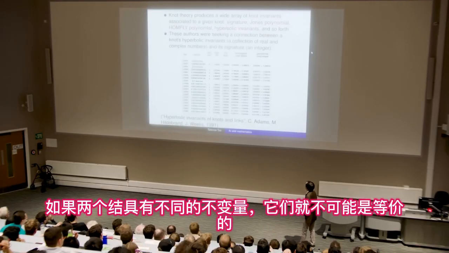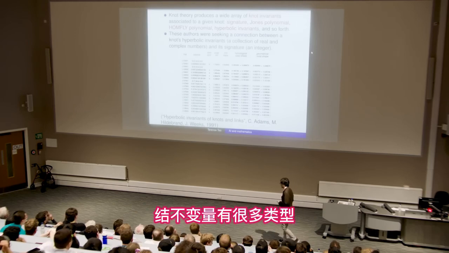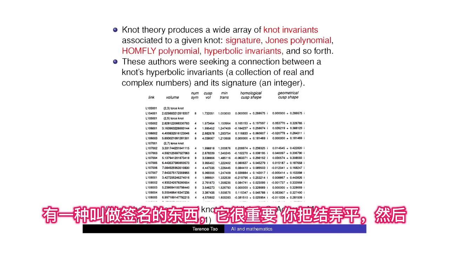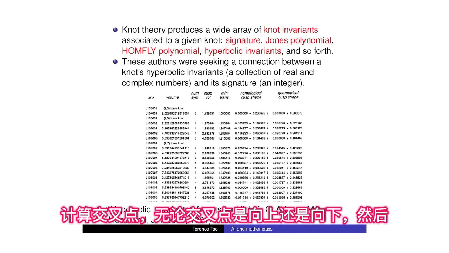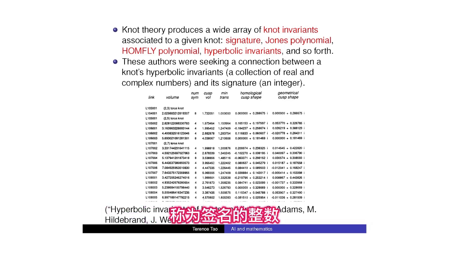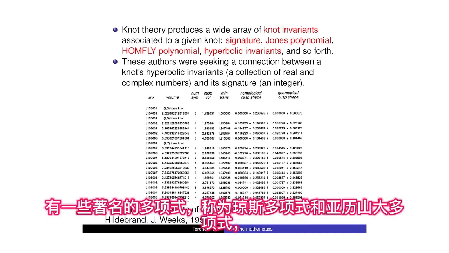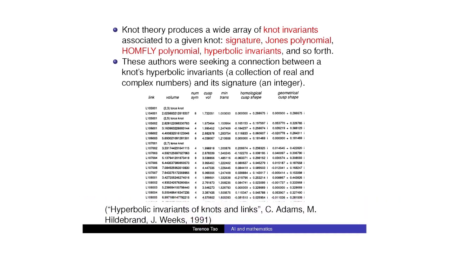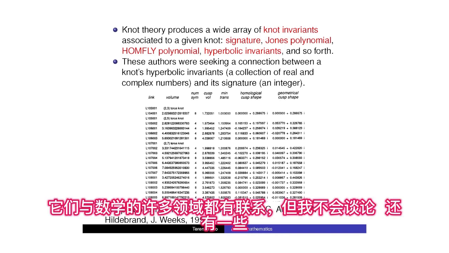So there are many types of knot invariants. There's something called a signature, where you flatten the knot and count crossings, whether the crossings go over or under, and you create a certain matrix and so forth, and there's a certain integer called the signature, so that is one type of knot invariant. There are some famous polynomials called the Jones polynomial and the Homfly polynomial, which are connected to many areas of mathematics, but I won't talk about them.